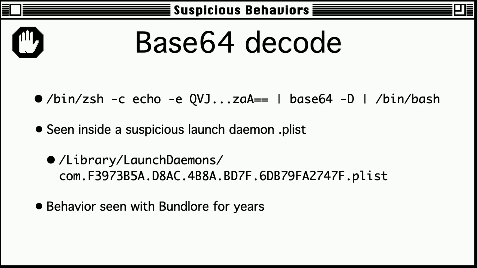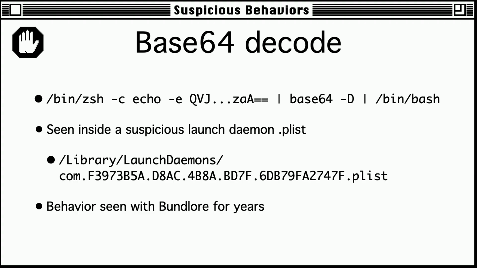Now we're getting into some more definitely bad behaviors. In this command, you're taking ZSH and you're echoing, and I've got it truncated, a long base64 encoded string. You're piping that into base64 to decode it, and then you're piping the result of that into bash. This is a very, very common behavior for malware to obfuscate the payload.